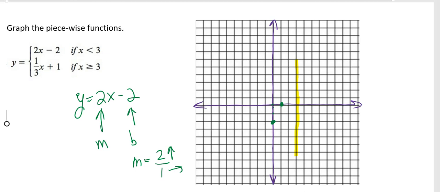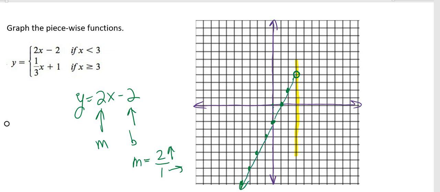We can keep with that pattern. 2 up, 1 to the right. And we can sketch that line in. Now, we have to consider what happens, though, at 3. So if we enter into 3, we're going to be right here. But we don't want this value. We want everything up to this value. So I'm going to enter an open circle. Okay? And then I can draw my line.